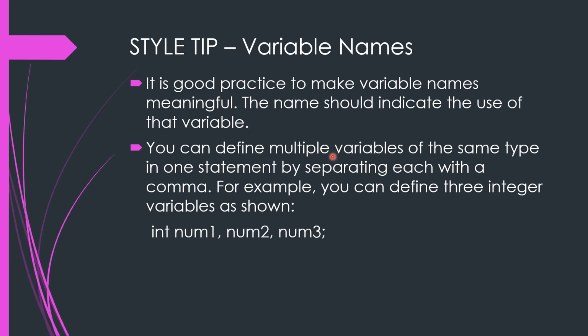You can define multiple variables of the same type in one statement by separating each with a comma. So it is not necessary that you declare only one variable at a time. You can declare many variables at a time. You just have to separate them with a comma. Like here in this example, we have declared three integer variables: num1, num2, num3. We have used just one keyword int, and then we have put these variable names separated by commas. In this way, we have declared three variables in one statement by separating them with commas.